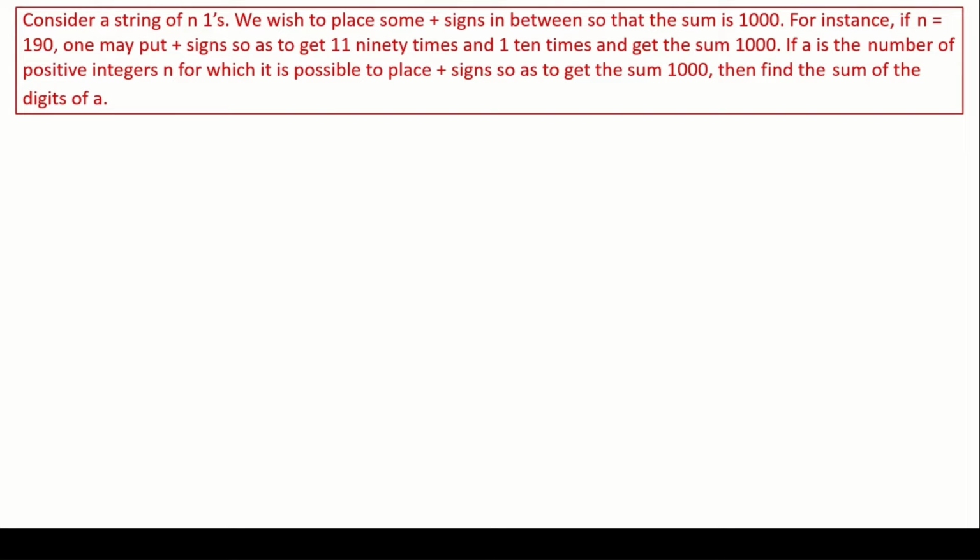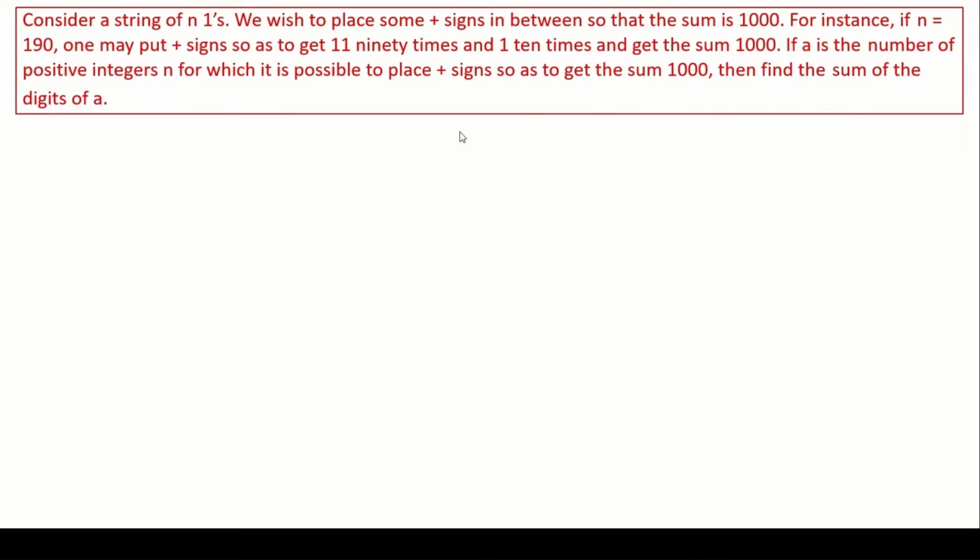consider a string of n ones. We wish to place some plus signs between the ones so that the sum is 1000. For instance, for n equal to 190, we may put plus signs so as to get 11 ninety times and 1 ten times. So 11 into 90, that is 990, plus 10, which is 1000. If a is the sum of positive integers n for which it is possible to place plus signs so as to get the sum 1000, find the sum of digits of a.